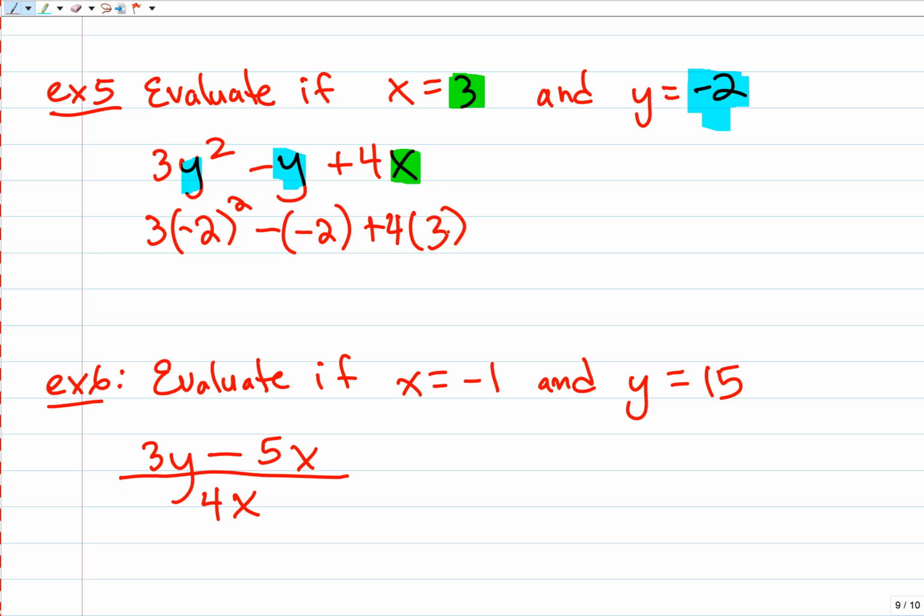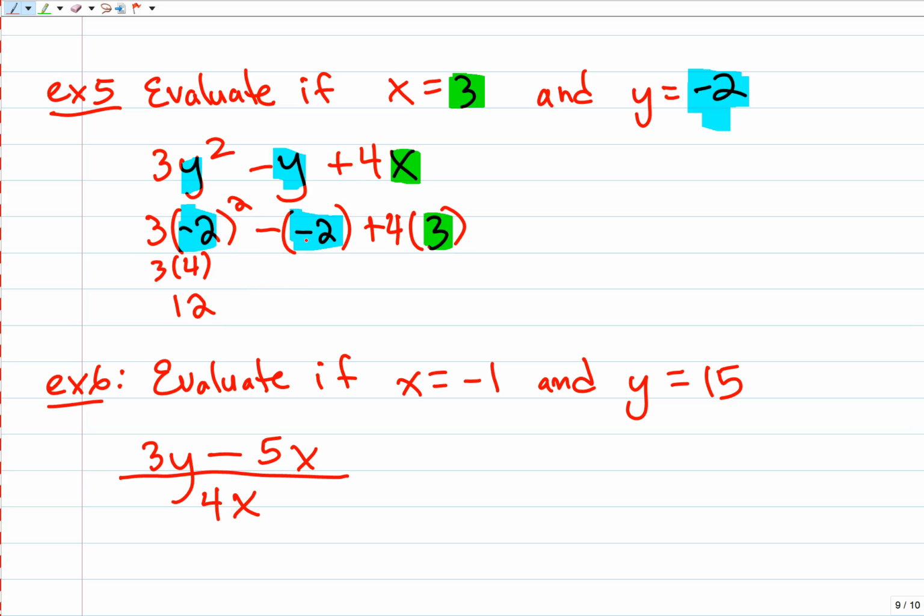Make sure I highlighted those. All right. So do not make this negative 6. Order of operations, we have parentheses. We do the negative 2 squared first. This literally means 3 times negative 2 times negative 2, or 3 times 4, which is 12.